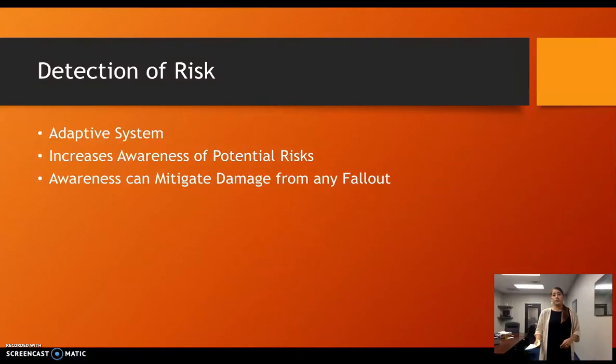The adaptive system is to create awareness. This allows employees to communicate effectively, and it increases awareness of potential risks, and this prepares organizations for what to expect, and this helps them manage and be more effective with the risks that can occur. The awareness of immediate damage from any fallout avoids long-term damage that can come from any fallout.